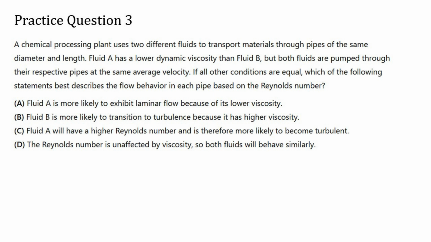Practice question 3. A chemical processing plant uses 2 different fluids to transport materials through pipes of the same diameter and length. Fluid A has a lower dynamic viscosity than fluid B, but both fluids are pumped through their respective pipes at the same average velocity. If all other conditions are equal, which of the following statements best describes the flow behavior in each pipe based on the Reynolds number?